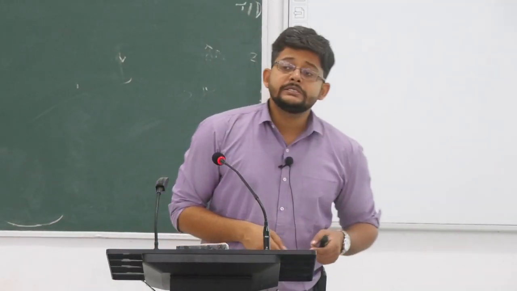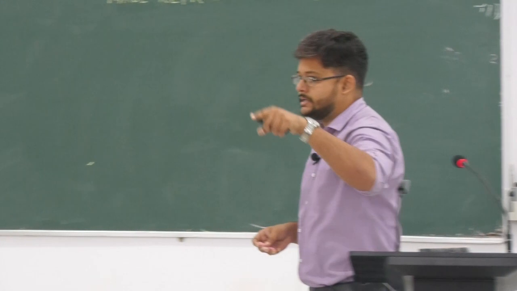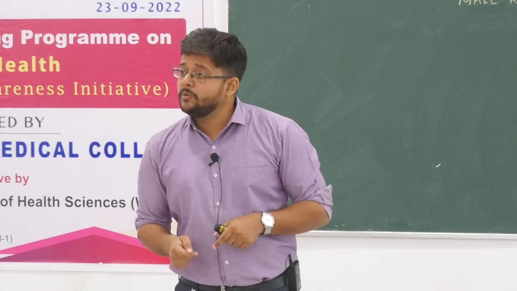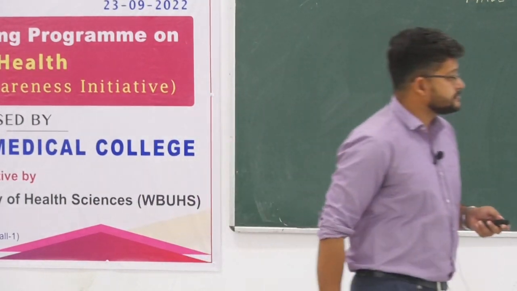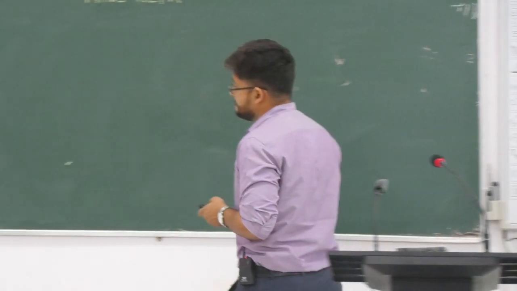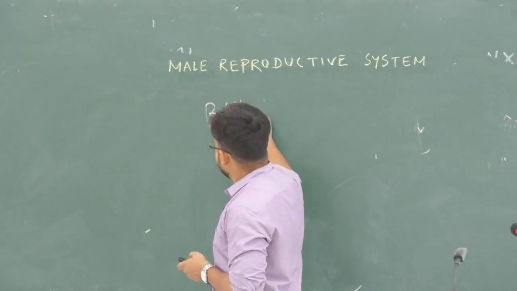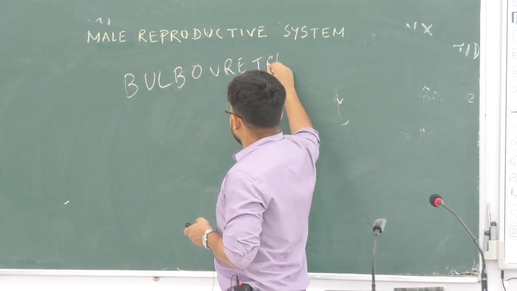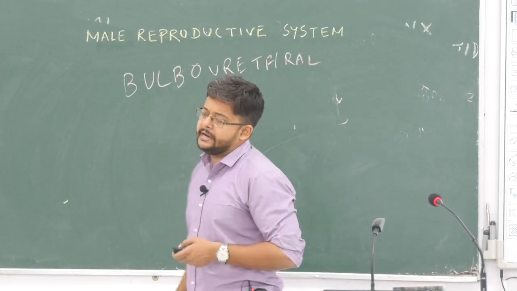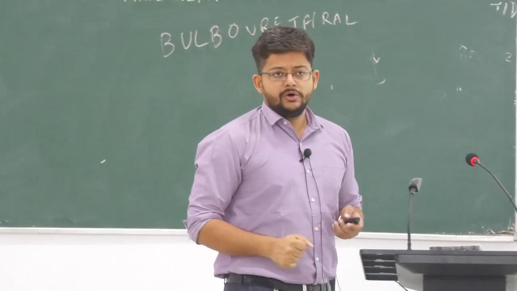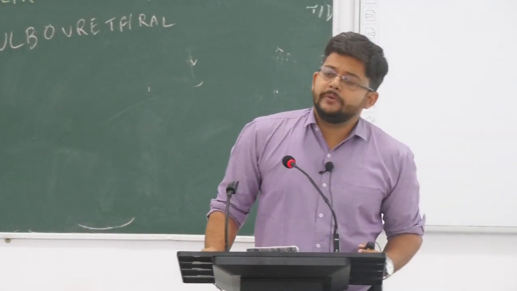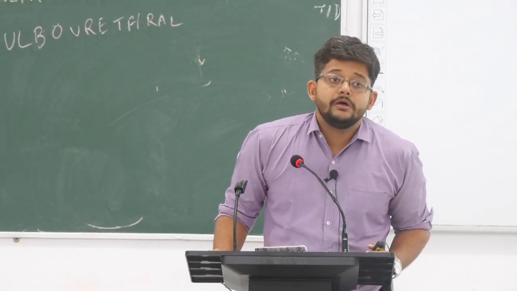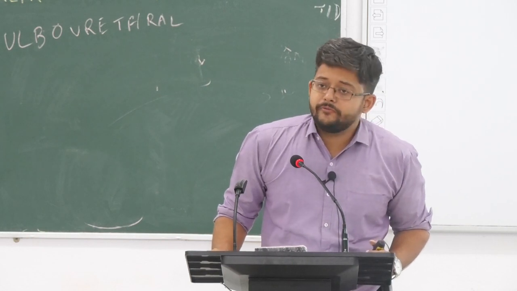And last is bulbourethral gland. That's the third accessory sex organ. So third accessory sex organ নাম হচ্ছে bulbourethral gland. তো bulbourethral gland এর আরেকটা নাম হচ্ছে Cowper's gland. কি করছে bulbourethral gland? It secretes mucus. Lubrication. So its function হচ্ছে lubrication.